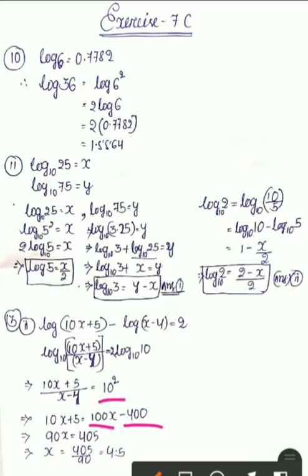Okay. So 100x minus 10x, it is 90x, and 5 plus 400, it is 405. So 90x equal to 405. What will be the value of x? The value of x will be 405 by 90. It is 4.5. Question number 13 is over.